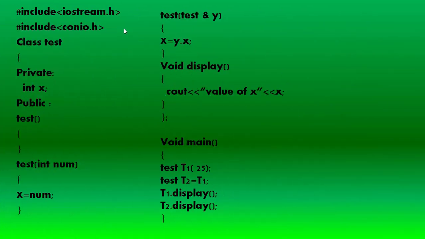Let us see an example for copy constructor. These two statements are called header files. Class is a keyword and test is the class name. Inside the class you have private and public, which are the access specifiers. Int x is the data member. Then under public you have test. The class name and member function name are the same, so it is called a default constructor. Again test, and here also the member function is test, but in the brackets you have parameters or arguments, and this part is called a parameterized constructor, where the value of num will be assigned to x.